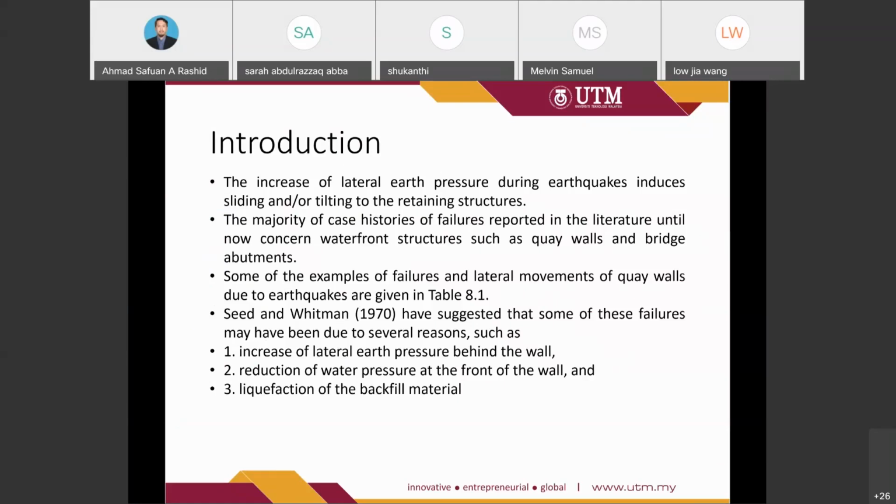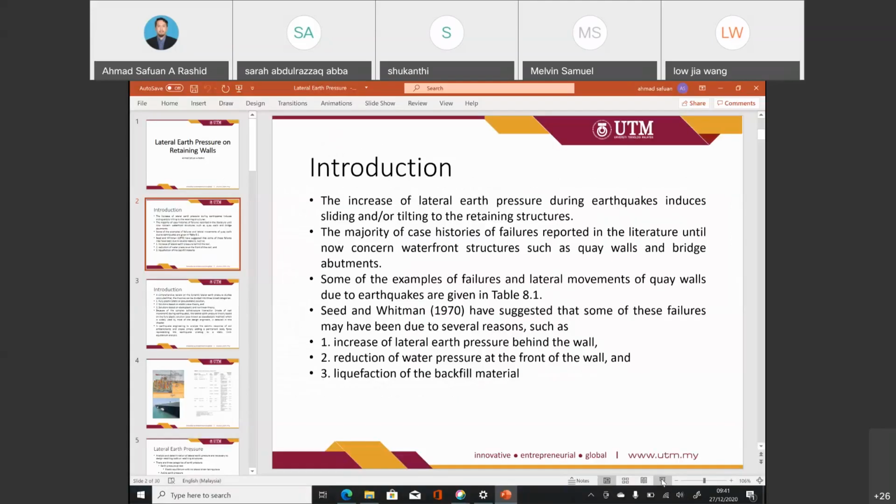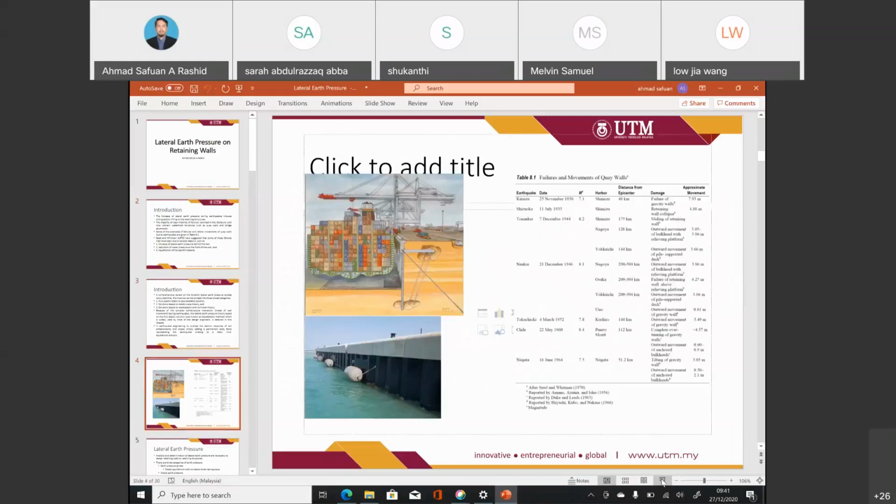Some examples of the failure and lateral movement of quay walls due to earthquake are given in Table 8.1. Okay, so I have listed all the problems related to the quay wall. Okay, so this is the structure that I'm referring to, where they built a wall at the harbor, or the port, which allows ships to load or unload the container, where they can reach nearby to the port. Okay, so they have listed a lot of failures on the quay wall during the earthquake.